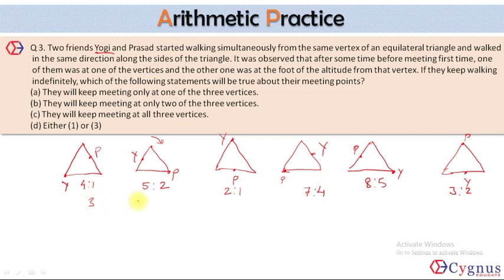So if we look at these ratios, we can say that the difference in the ratio numbers, this one 4:1, the difference is 3, the difference is 3 here, difference is 1 here, difference is 3, difference is 3 and difference is 1. After looking at this difference, I can say that they'll meet at either only one of the 3 vertices or all the 3 vertices. That means the answer should be the fourth option. They'll meet at either one of the vertices or all of the 3 vertices.